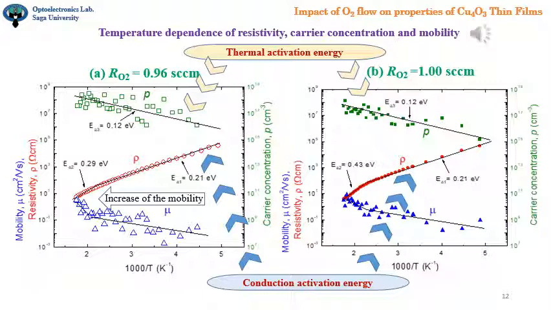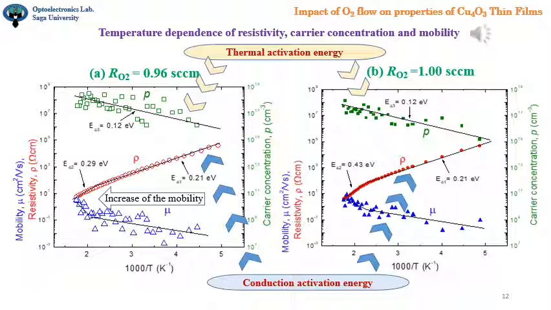As shown in the figure, the increase of conduction activation energy is predominantly associated with an increase of mobility in the high temperature range 380 to 570 Kelvin. Interestingly, the Hall concentration shows a similar temperature dependence for both films with a single thermal activation energy of Hall Ea3 of 0.12 electron volt in the whole temperature range. This can be taken as the ionization energy of acceptors.